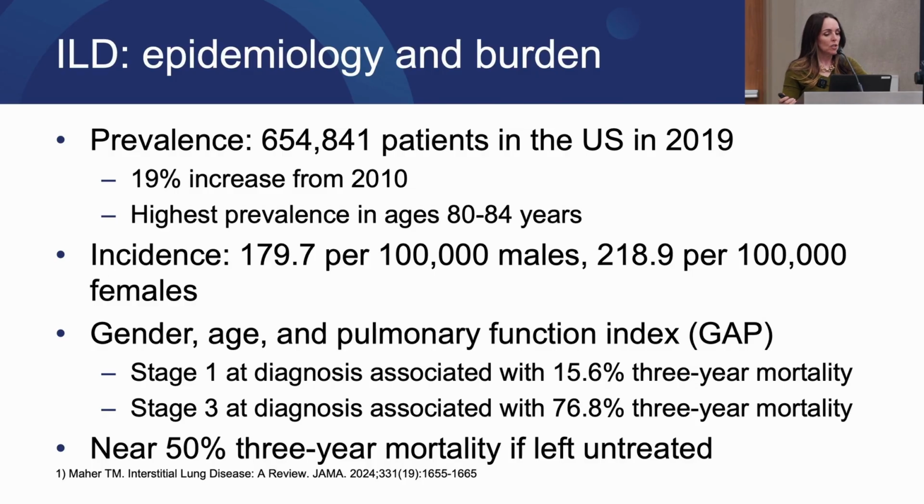When we look at the gender, age, and pulmonary function index, where patients are diagnosed at stage 1 versus stage 3, this does show that their 3-year mortality is not exactly what you'd want to see. And the big point of this data is to reflect that time is long. Lungs are very delicate. They're exposed to the world, and unfortunately, a lot of damage cannot be undone when it comes to fibrotic lung diseases especially. So there's about a 50% mortality in 3 years for these patients if they're left completely untreated.